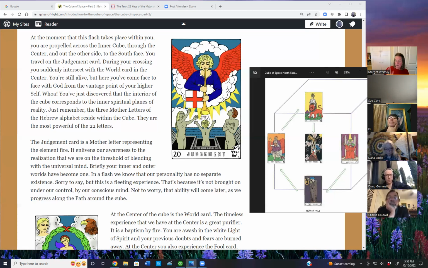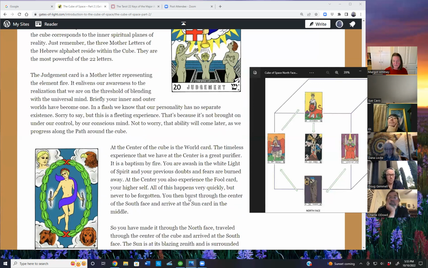So from here, you went through the cube to the other side. At the center of the cube is the world card. Remember, the very center. We've already checked in with that card. The timeless experience that we have at the center is a great purifier. It is a baptism by fire. Again, the illumination. You are awash in the white light of spirit, and your previous doubts and fears are burned away. At the center, you also experience the Fool card, your higher self, because remember, they're both in the center. All of this happens very quickly, but never to be forgotten.